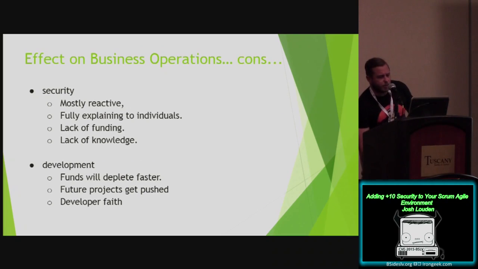So what is the effect on business? What are the cons? Since security is mostly reactive, you can't fully plan for some things. When new policies and mechanisms are implemented or created, sometimes the proper explanation of why something needs to be implemented isn't really explained to individuals. So individuals complain, they get frustrated, their daily routine is adjusted and has become more complex.